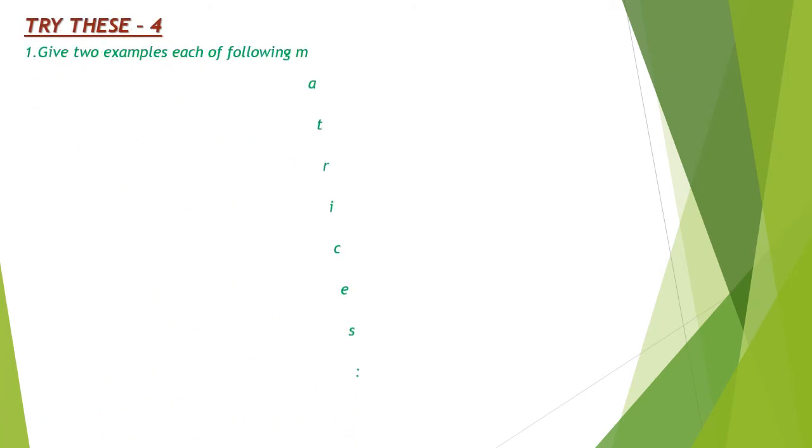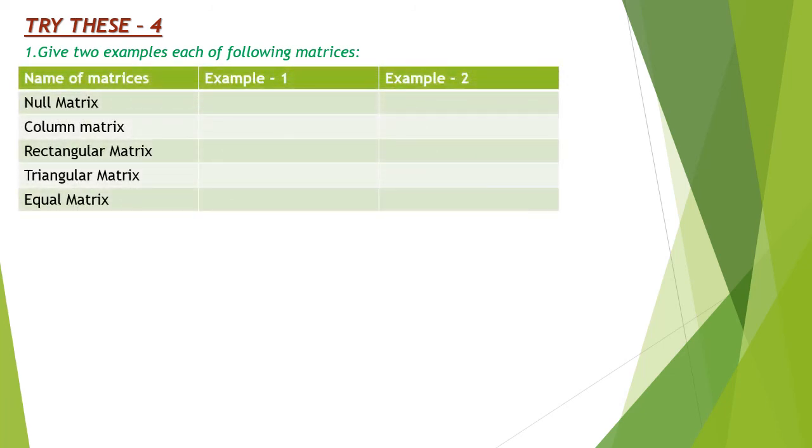Now try this. It is from the introduction part. It is from types. You have to give two examples of non-matrix, and while giving the two examples, choose matrices of different order. Give examples in such a way that those two matrices are of different order. And do the same for triangular matrix, rectangular matrix, and for all matrices, equal matrix.